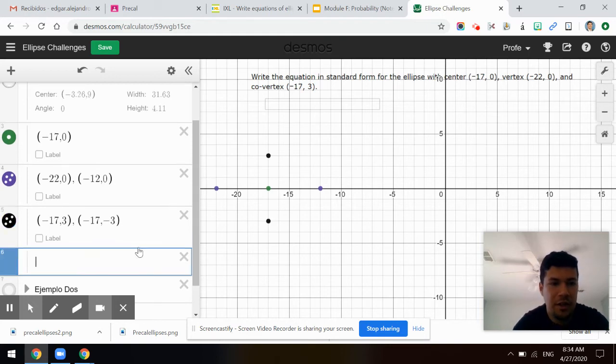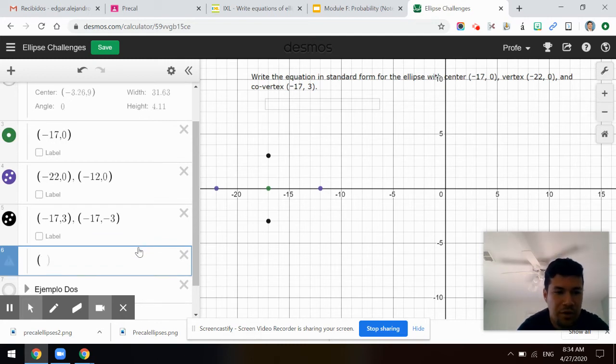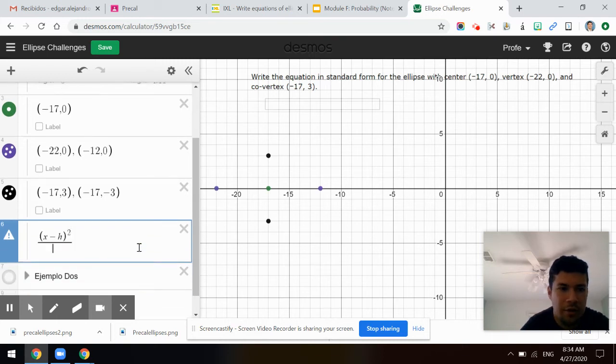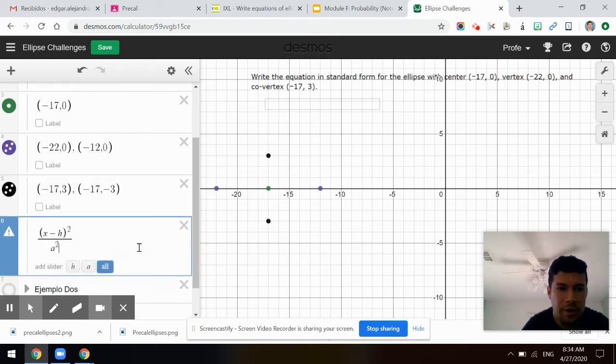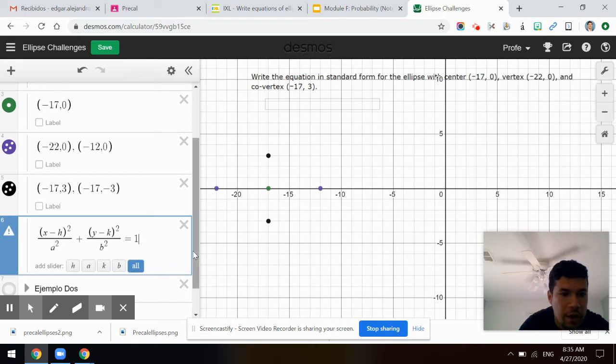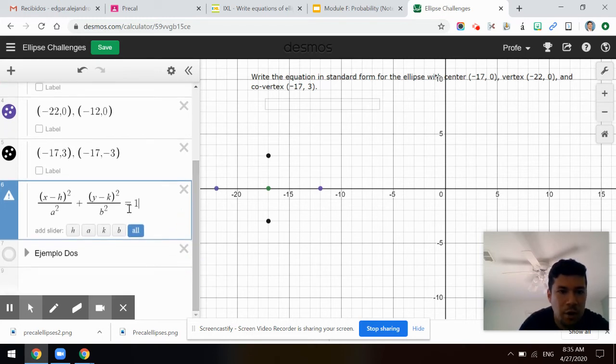The next thing I need to think about is my standard form. I'm going to write (x minus h) quantity squared, divided by, let's call this a squared. And we remember that we add (y minus k) quantity squared, and divide that by b squared. The standard form is always equal to 1.